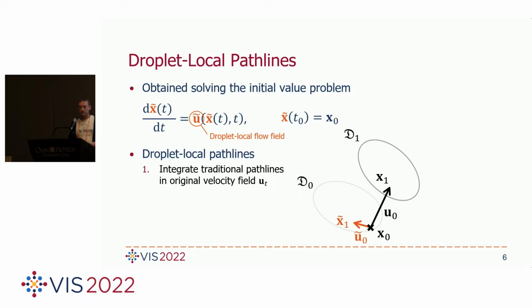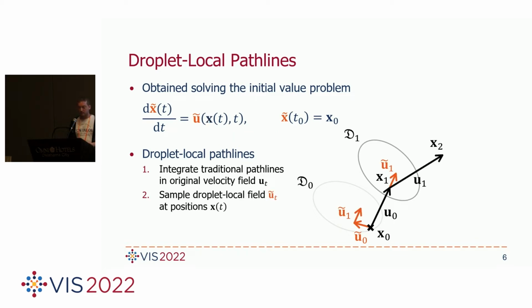However, if we do this just simply by replacing the velocity field, we run into the problem that after a time step, we have a wrong position in the second time step. I'm sorry, I think I skipped over a slide. I don't know how that happened, but sorry, to get back to that, with the velocity field, as you see now at the position x1, we use this position to sample the droplet local velocity field and bring this velocity to the original droplet. This way, we sample at the correct position in our droplet and get the correct velocities.